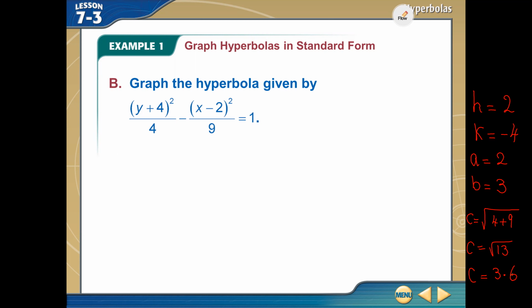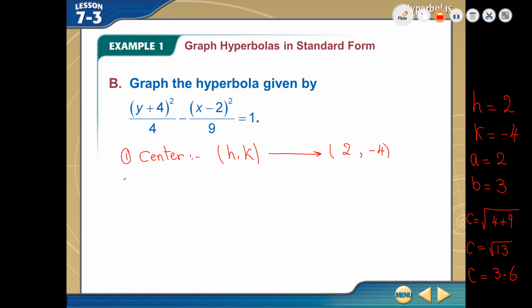Fahd, can you give me the center point, please? The center point is H and K. A point consists of X and Y. H and K, using the numbers? 2 and -4. Okay, excellent, Fahd. Thanks, Fahd. This is the first point.